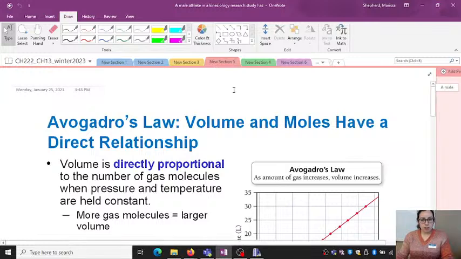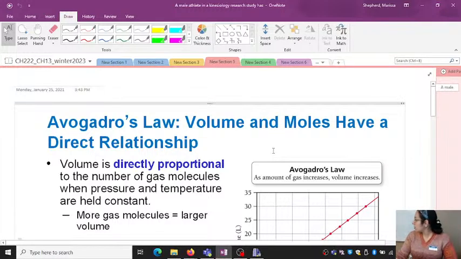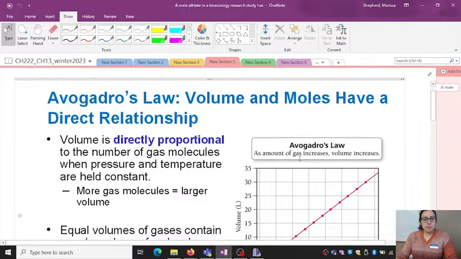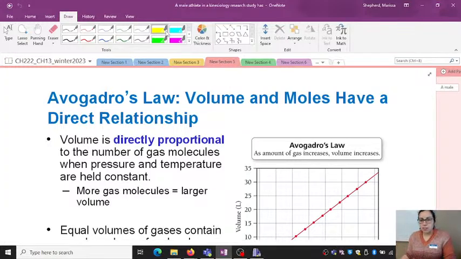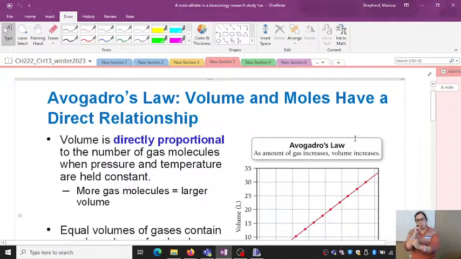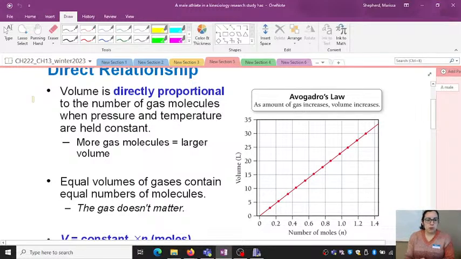So now let's look at Avogadro's law, and then we'll try to sum things up, but may have to continue on to Thursday. I feel like this one is pretty self-explanatory, or at least it makes sense, right? So volume and moles have a direct relationship. You kind of saw that as I was trying to blow the balloon. Of course, the more moles of air I was blowing in, the bigger the balloon was getting. So volume is directly proportional to the number of gas molecules. Again, we're assuming pressure and temperature are held constant. So it makes sense. More gas molecules means that they would have to occupy a larger volume if our pressure and temperature are being held constant.